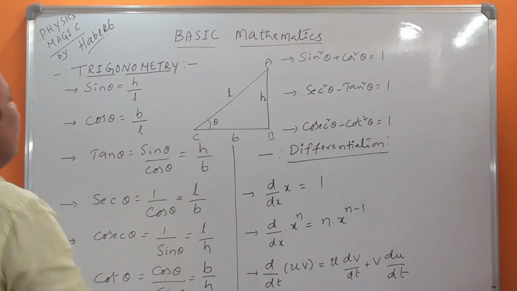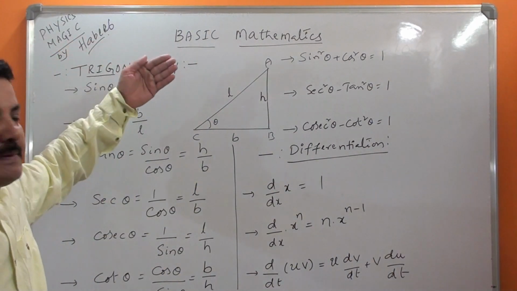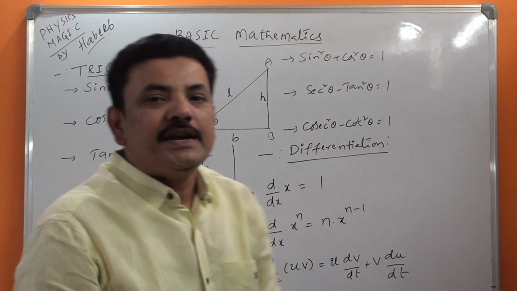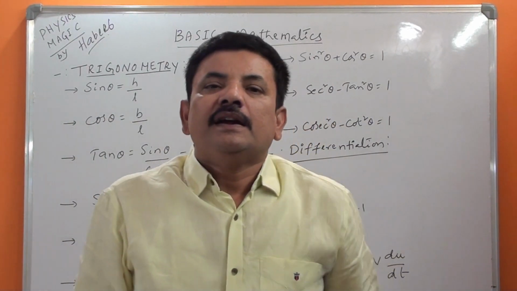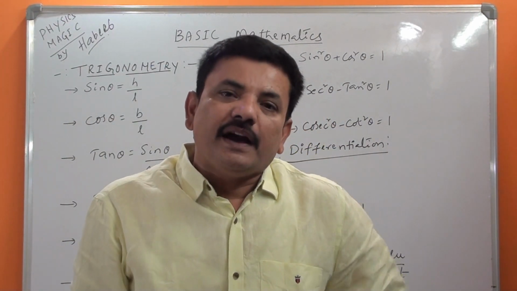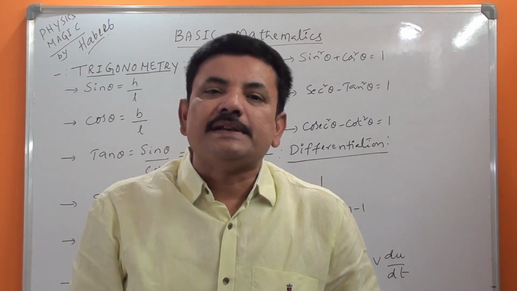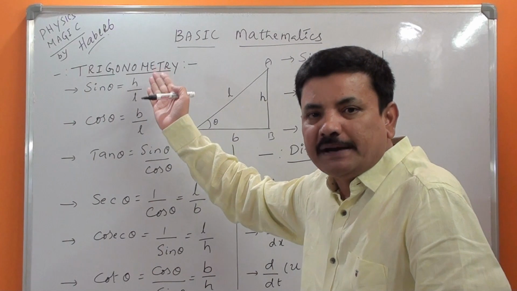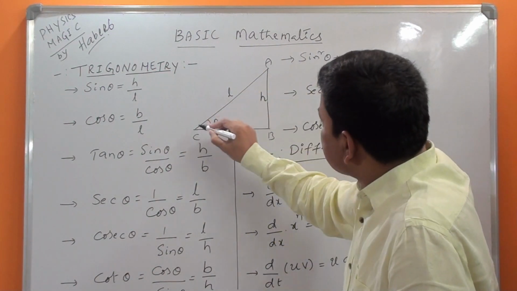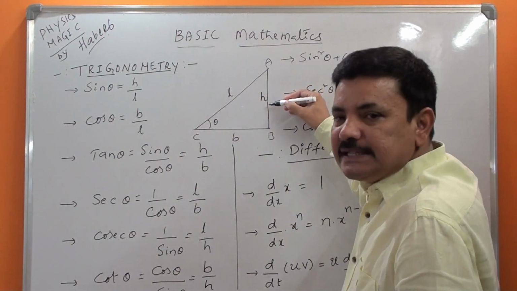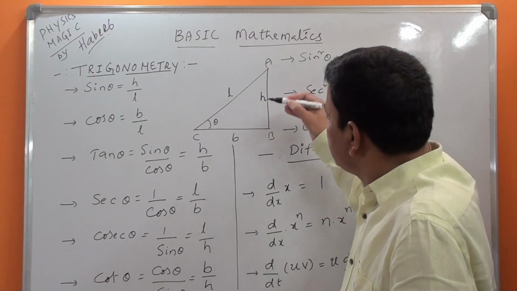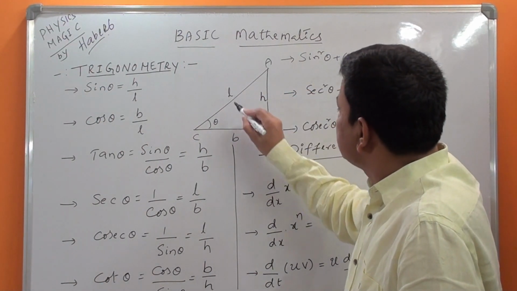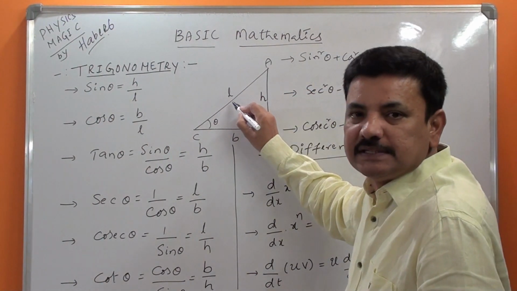First of all, if you go to basic mathematics, we can divide this into three: trigonometry, geometry and calculus. This is basic actually. In this, first concentrate on trigonometry. So this is a right angle triangle. In this one, this is called opposite, this is called adjacent, and this is called hypotenuse.